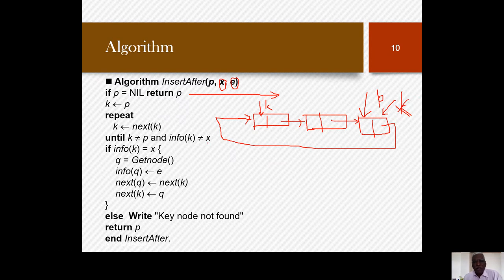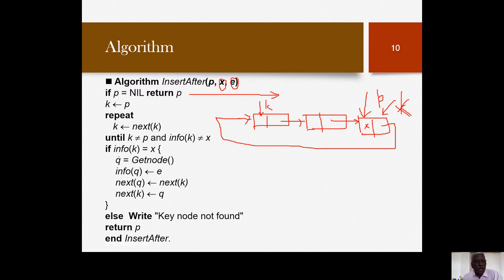So info of k not equal to x and k not equal to p, because you would end up with the last. Remember, it's a repeat until. That is, first you execute and then check. So the last node also will be included. For example, assume that this is my x. It compares with this, no, advances; it compares with this, x, yes, it will stop.